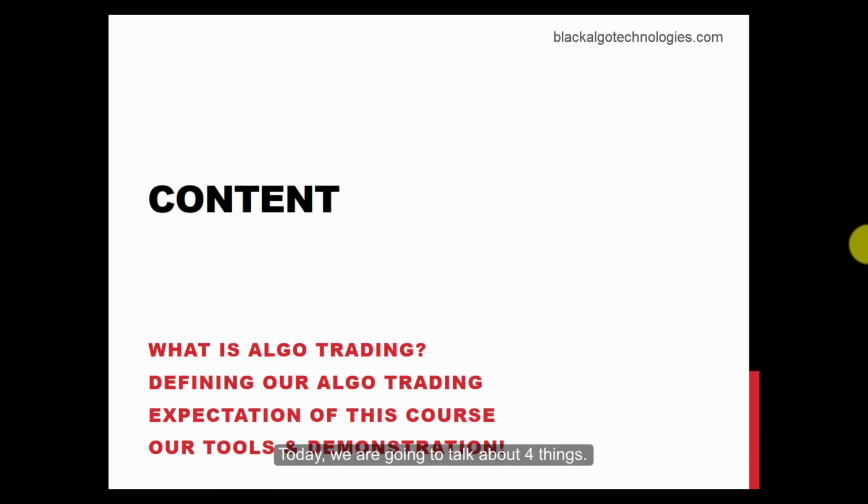Today we are going to talk about 4 things. First, we look at what is algorithmic trading. Then we define our version of algorithmic trading. Then we will look at the expectation of this course. And finally, we will look at our tools, MT5, and demonstrate what MT5 trading robots are and how they work.